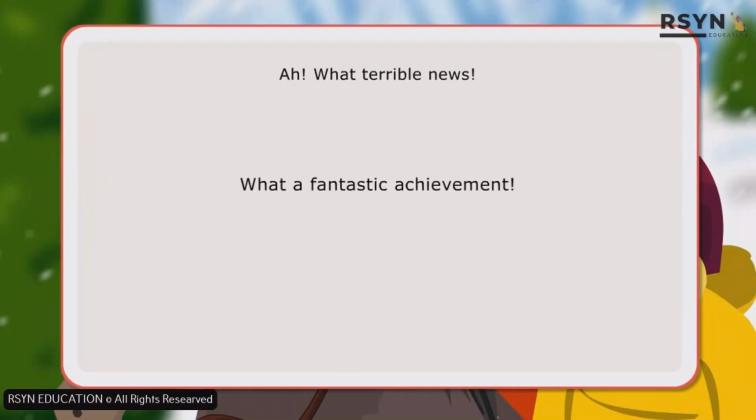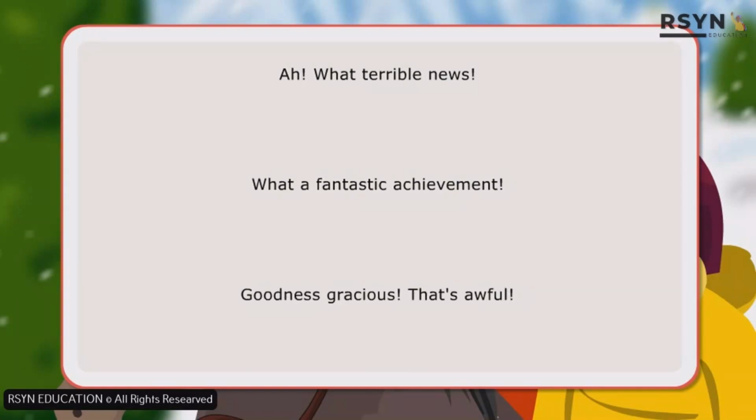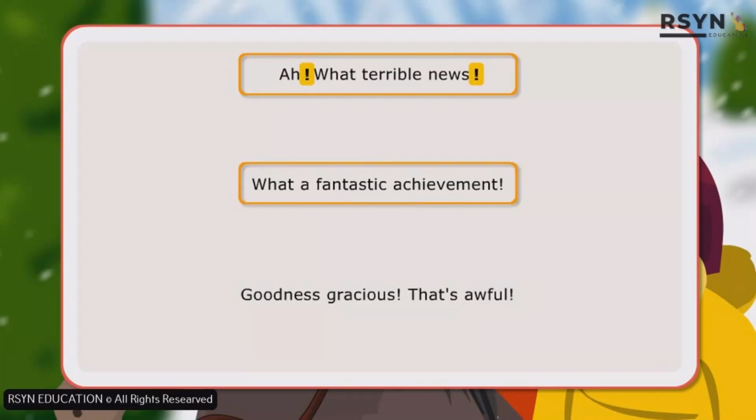Let us look at few sentences. Ah, what terrible news! What a fantastic achievement! Goodness gracious, that's awful. The first sentence is an exclamation of sadness, and the sentence ends with an exclamation point. The next sentence too is exclamatory, expressing joy, and ends with an exclamation point. The third sentence is a sudden expression of surprise and disgust and ends with an exclamation point.